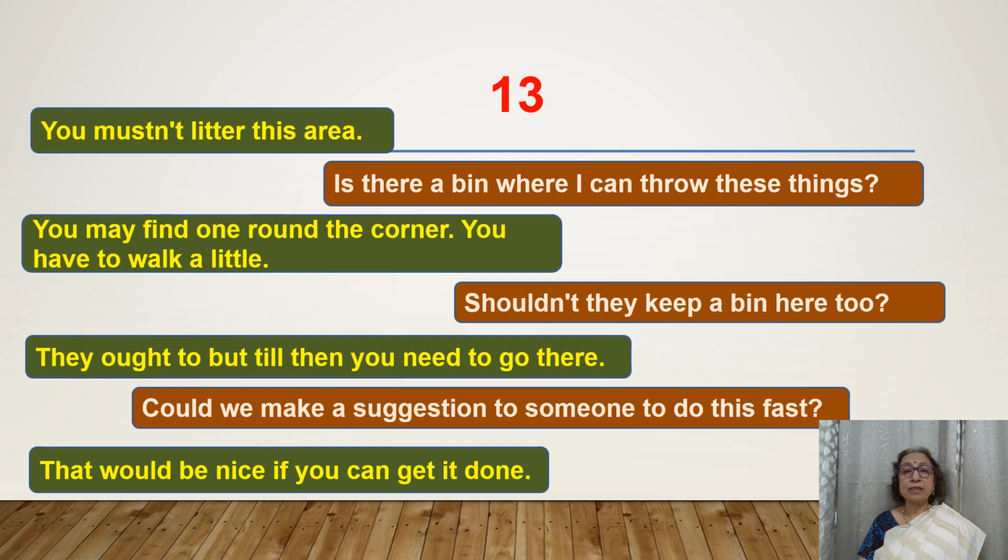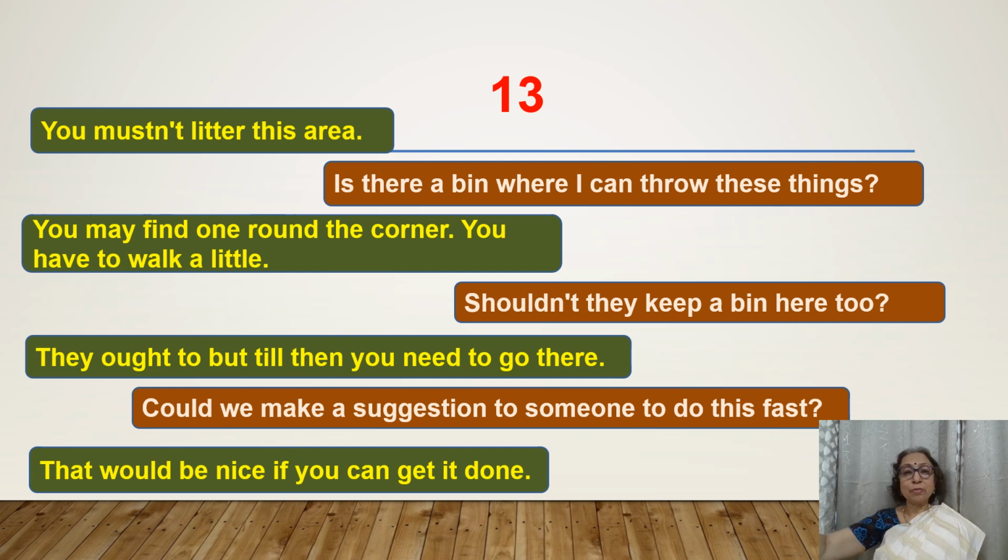So you mustn't litter this area. You mustn't make it dirty. Is there a bin where I can throw these things? You may find one round the corner. You have to walk a little. Shouldn't they keep a bin here too? They ought to, but till then you need to go there. There means at the corner. Could we make a suggestion to someone to do this fast? That would be nice if you can get it done.